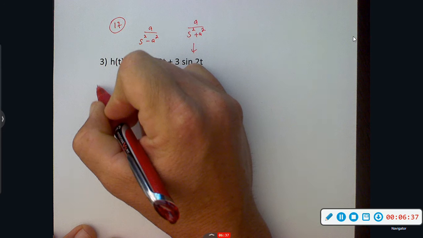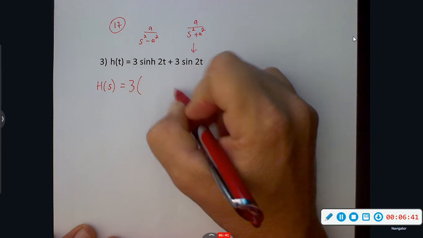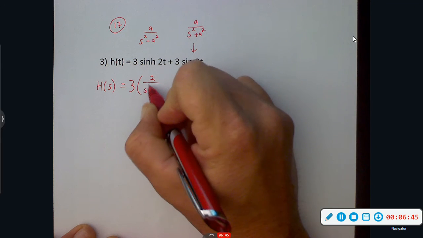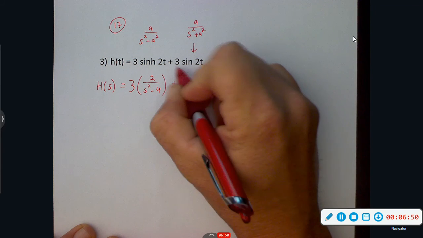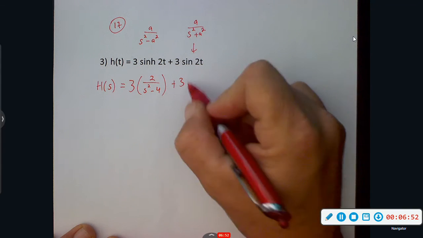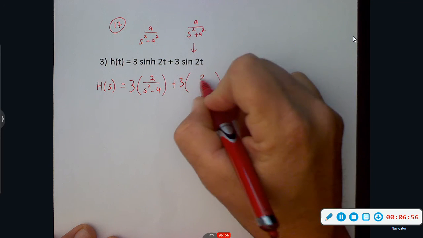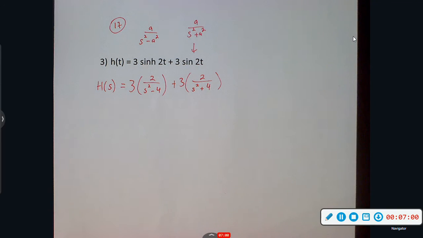So capital H of s, high school. 3 in front, sine h 2t. A is 2, so 2 goes on top: s squared minus 4. Plus another 3, the coefficient is 3 here, sine 2t. A is 2, s squared plus 4. So there's our Laplace transform.